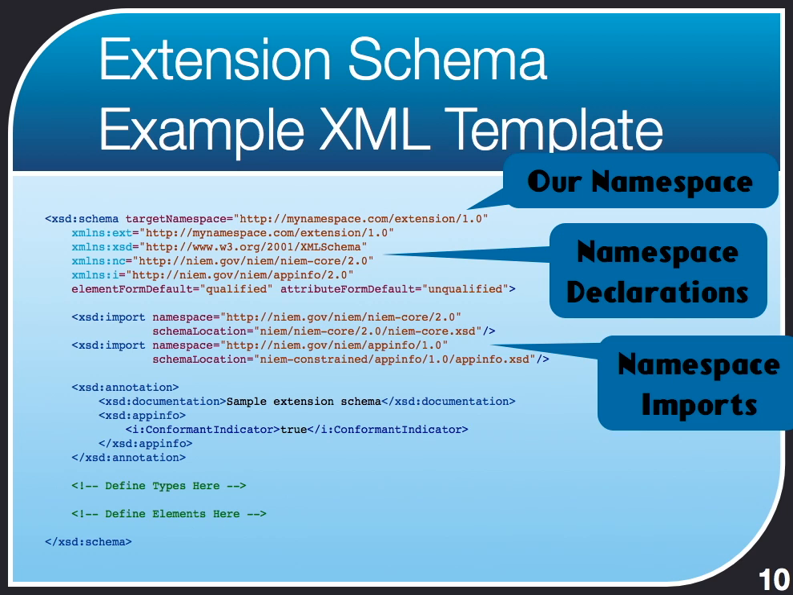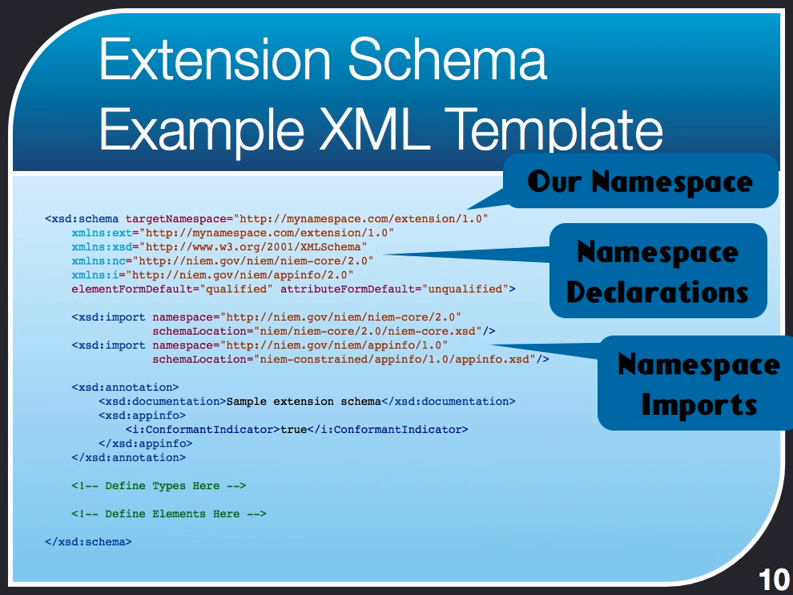Then we have below that import statements, because we need to import in the NIEM core and we need to import in app info, but we don't have to import the W3C one. Again, any validating editor already knows that by heart. Then we have a little annotation piece that's documentation. It says, hey, here's the name of our extension schema, which we called sample here, and a conformance indicator where we say whether or not this schema is NIEM conformant. And of course, ours is going to be, so we'll say true.